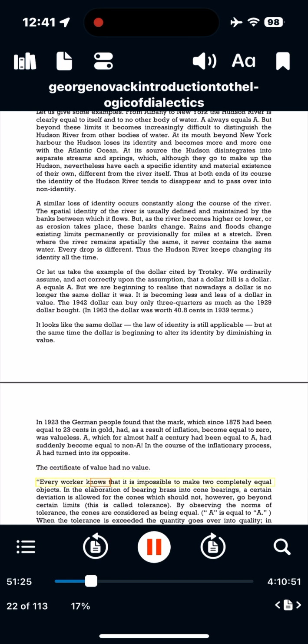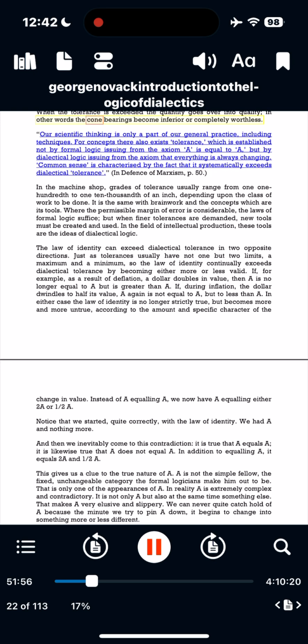Every worker knows that it is impossible to make two completely equal objects. In the elaboration of bearing brass into cone bearings, a certain deviation is allowed for the cones which should not, however, go beyond certain limits. This is called tolerance. By observing the norms of tolerance, the cones are considered as being equal. A is equal to A. When the tolerance is exceeded, the quantity goes over into quality. In other words, the cone bearings become inferior or completely worthless.